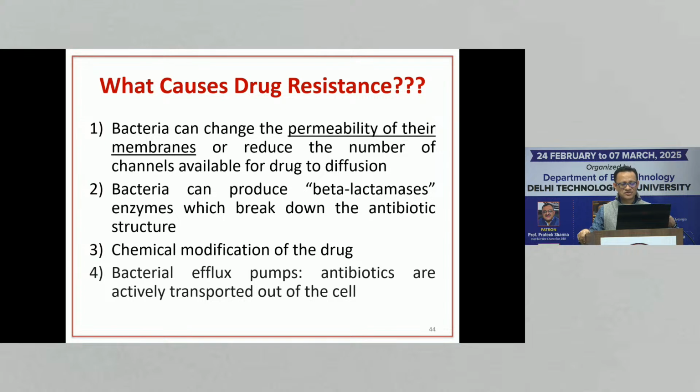Chemical modification of the drug can happen. Bacteria also have efflux pumps. This is cool, right? Antibiotics are actively transported out of the cell. They're just throwing it back out.